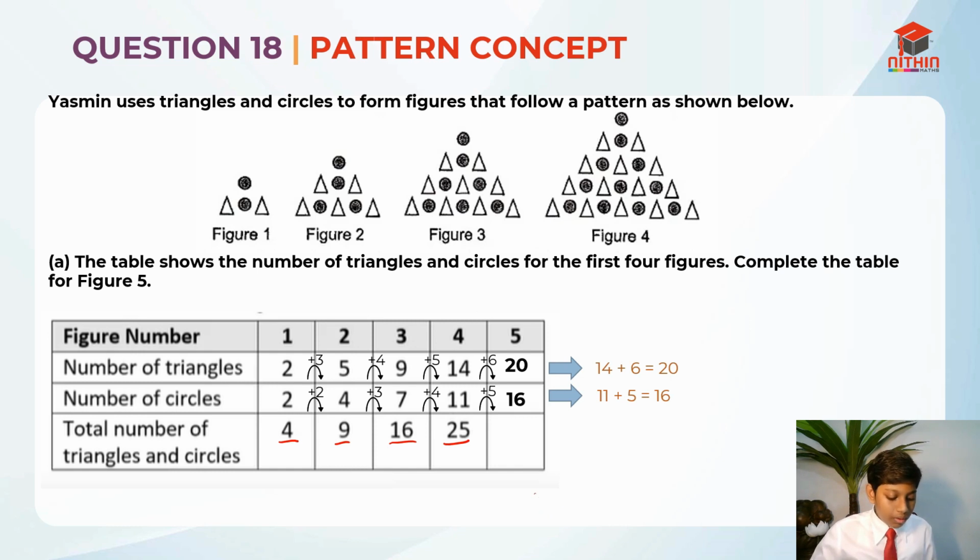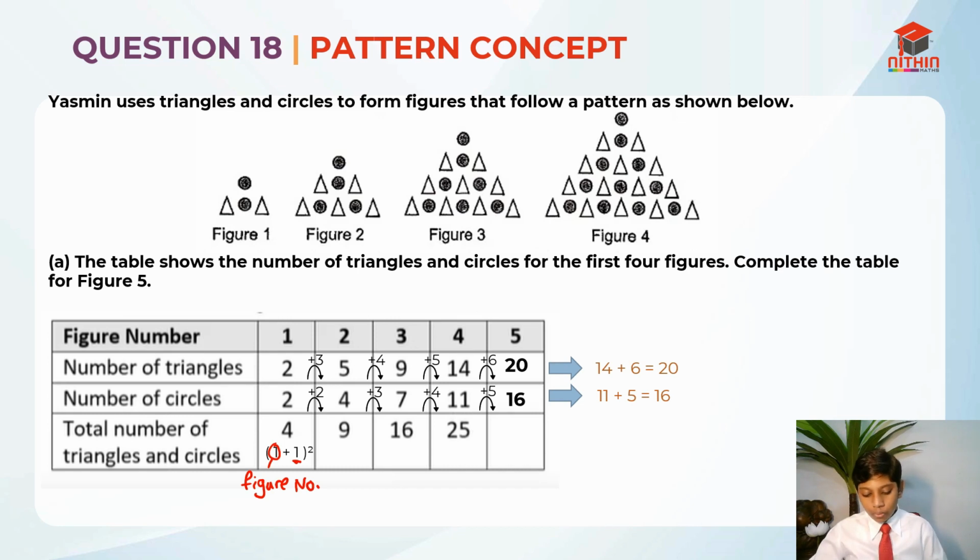Let me give you a hint first. Let me just show you the first figure's total number, and I think you can understand the rest. So I took 1 plus 1 squared. What does this mean? This 1 over here is the figure number, the first one. Let me write it down. This one is the figure number, and this is just a normal one.